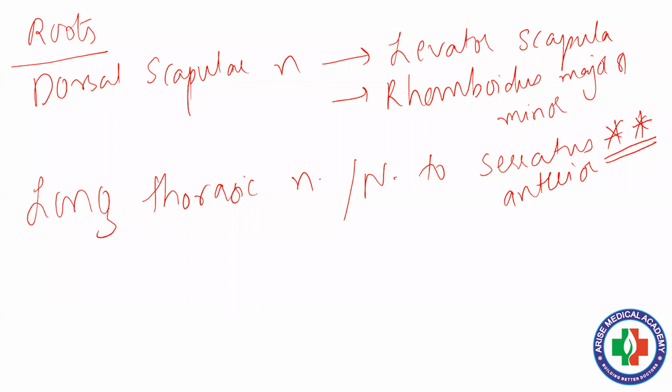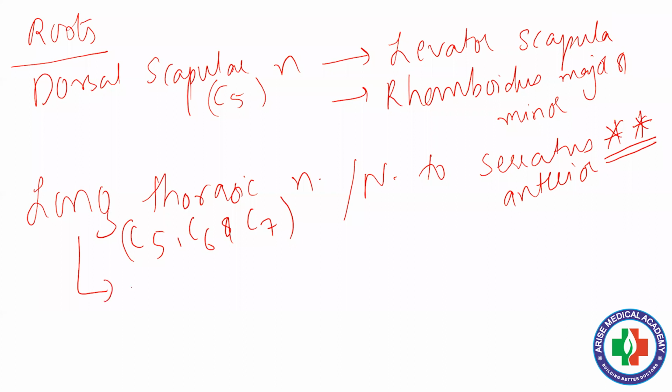So the long thoracic nerve, or nerve to serratus anterior, as the name suggests, is going and supplying the serratus anterior. It is coming from the roots of the brachial plexus. The dorsal scapular nerve we knew is coming only from C5. The long thoracic nerve is coming from C5, C6, and C7 roots, and it supplies the serratus anterior muscle.